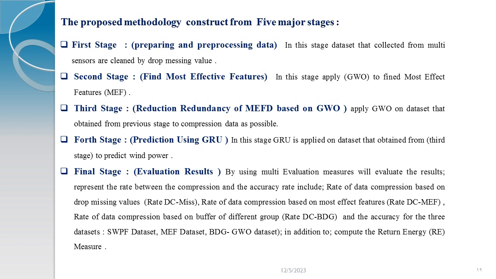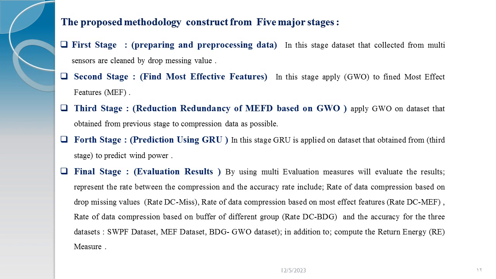Third stage, reduce redundancy of the most effective feature dataset based on Grey Wolf optimization. We apply the Grey Wolf optimization algorithm on the dataset obtained from the previous stage to compress the data as much as possible. Fourth stage, prediction using gated recurrent units. In this stage, the gated recurrent unit technique is applied on the dataset obtained from the third stage to predict wind power. Final stage, evaluation of results. By using multiple evaluation measures, we will evaluate the results.